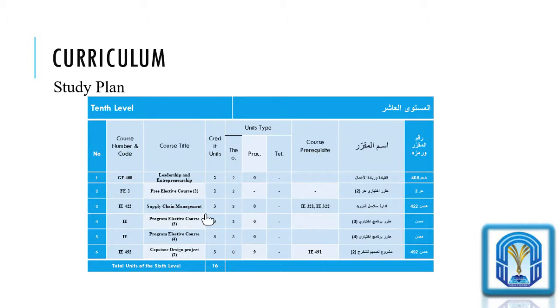The supply chain is the last core course you will take, and definitely this course is very recommended by the market because globally now all the companies are doing logistics and supply chain, with the enlargement and expanding of their businesses. So this is about the curriculum.